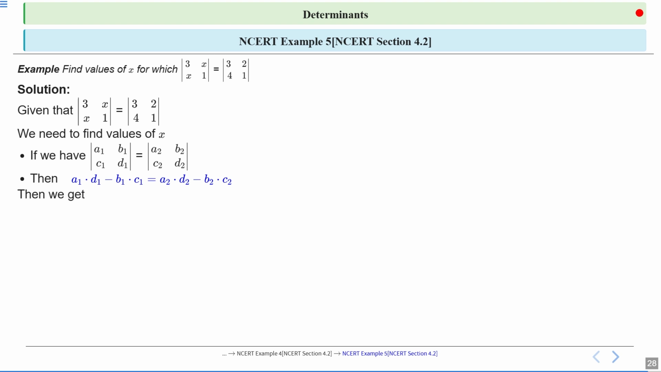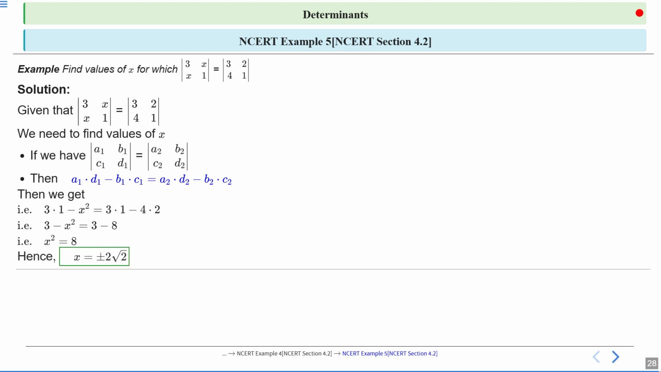So then we get 3 into 1 minus x square. Just apply the formula for the LHS part and the RHS part. Then to calculate the determinant of 3, 2, 4, 1, we get 3 into 1 minus 4 into 2. So we get 3 minus x square is equal to 3 minus 8. That is x square is equal to 8. Taking the square root on the other side, we get the square root of 8, which is equal to plus minus 2 root 2. That is the value of x.